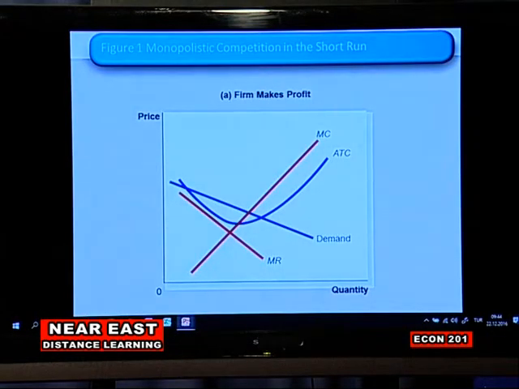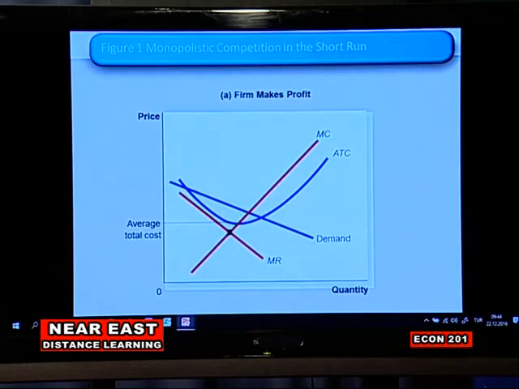This is the demand curve, which is downward sloping. The average total cost curve, as in a normal market, is U-shaped, which reflects the law of diminishing returns. The marginal cost curve is upward sloping, similar to the market supply curve. As usual, equilibrium is attained at the point where marginal revenue intersects marginal cost. That's the profit-maximizing output.